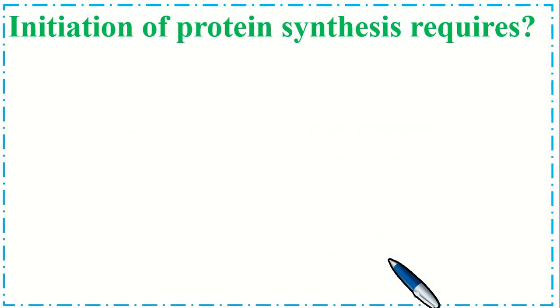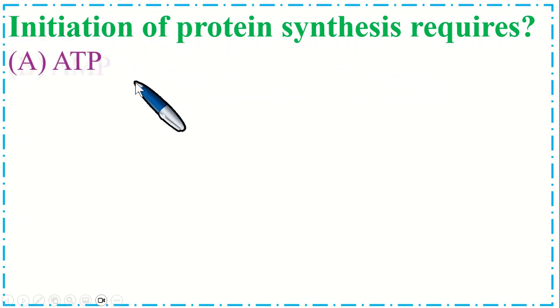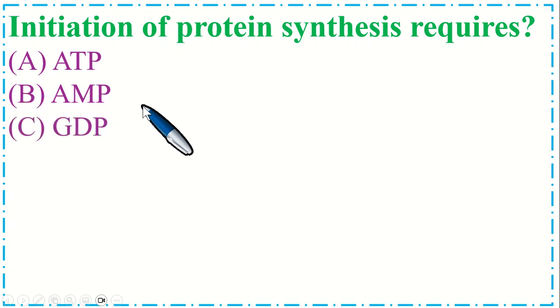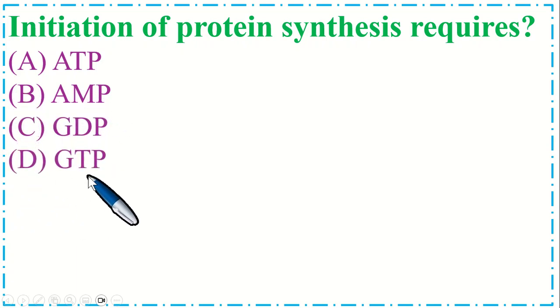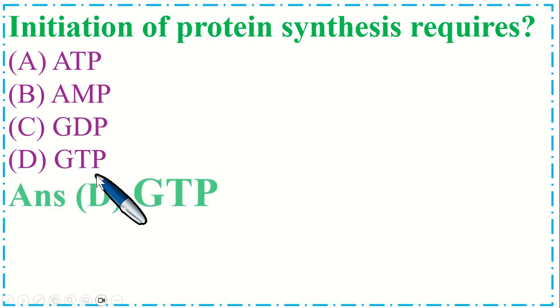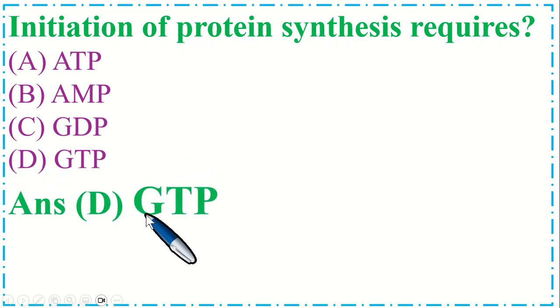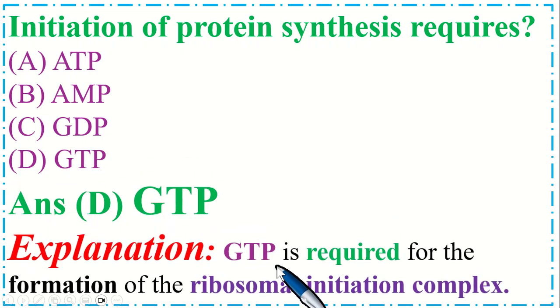So this is a very important MCQ. Initiation of protein synthesis requires: option A, ATP; B, AMP; option C, GTP; and option D, GTP. So the correct option is D, GTP. GTP is required for the formation of the ribosomal initiation complex.